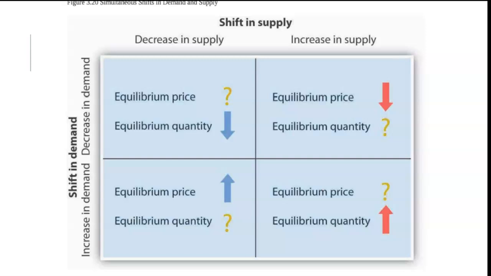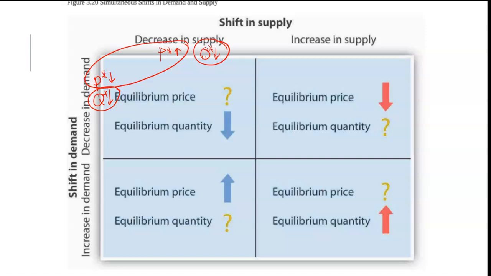For instance, a decrease in supply usually causes the price to go up and the quantity to go down. And a decrease in demand causes the price to go down and the quantity to go down. So when both supply and demand are decreasing, we know for sure that we will have a decrease in the equilibrium quantity, because both of those things cause the quantity to go down. But what's going to happen to the price? Well, it depends. Which effect is going to be stronger?